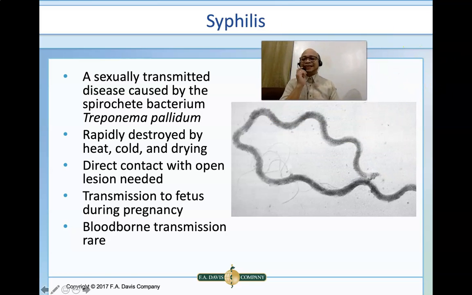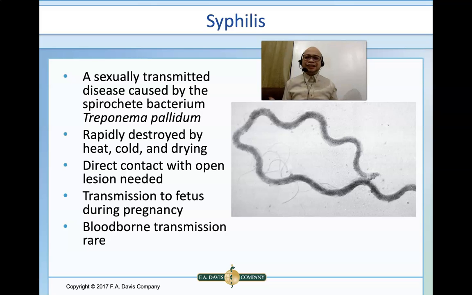Syphilis is a sexually transmitted disease caused by the spirochete bacterium Treponema pallidum. It can easily be destroyed by heat, cold, and drying. In fact, blood-borne transmission is rare, because if the blood has been stored in the blood bank refrigerator or at cold temperature for quite some time, the organisms apparently become inactivated.